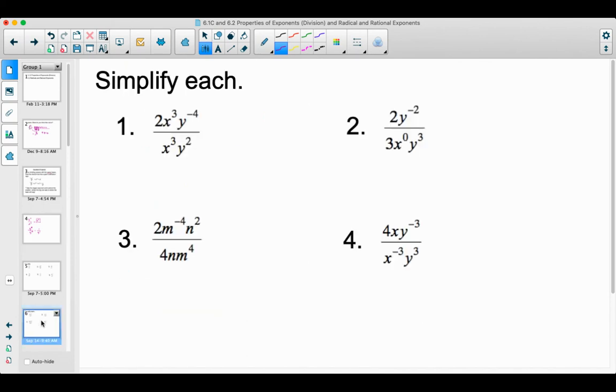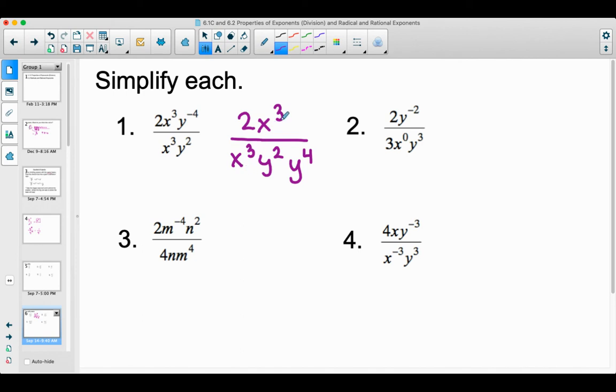So, if we look at some where there is more than one thing happening, let's take a look at number one. The first thing I would do is I would get rid of negatives. Negatives mean cross the line and change the sign. So, we have 2x to the third on the top, and then I have an x to the third and a y to the second, and then that y to the fourth, I want to cross the line and change the sign. So now we want to look, and the x's are being divided because one's on top and one's on the bottom. So we're going to subtract those.